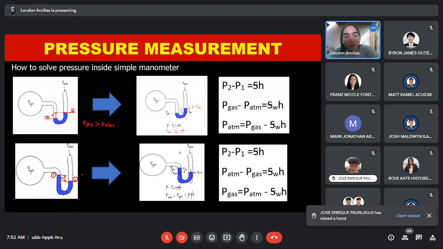So, I can also say that P atmospheric here is greater than P gas. First, by inspection, P atmospheric pushes hard the water para maiangat yun doon sa left side. Di ba? Mas malaki dito. So, it pushes harder than P gas. Second is, nasa baba yung water level at the right side. Meaning, yung pressure sa atmospheric is much greater than pressure of the gas.